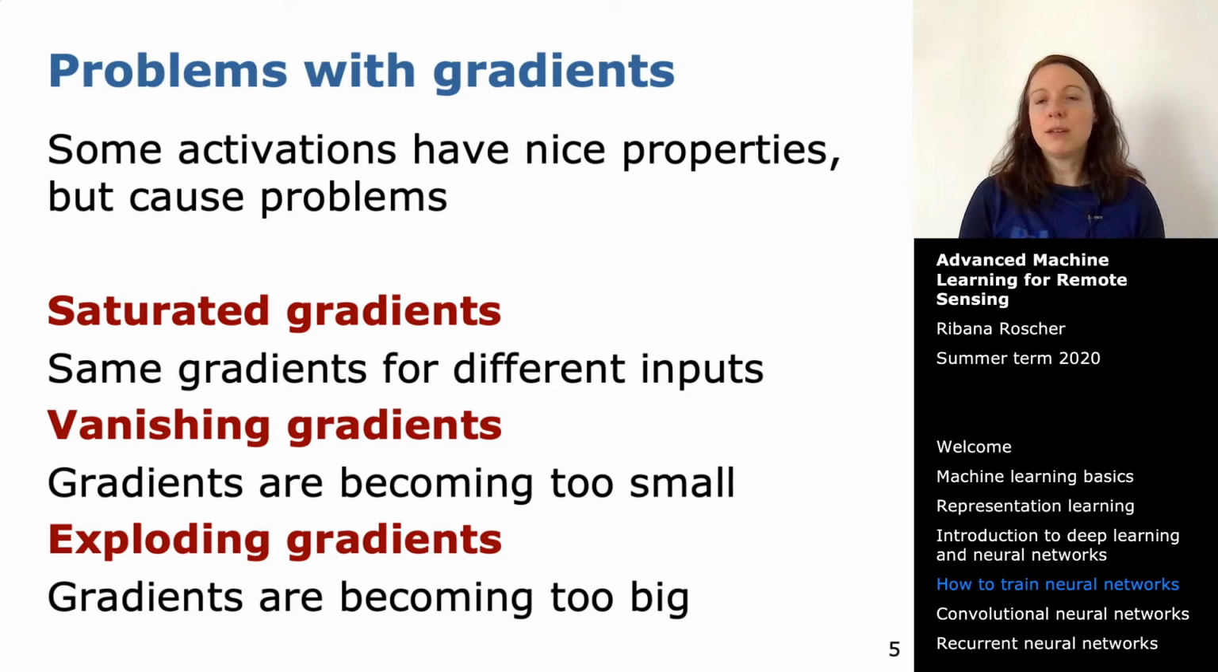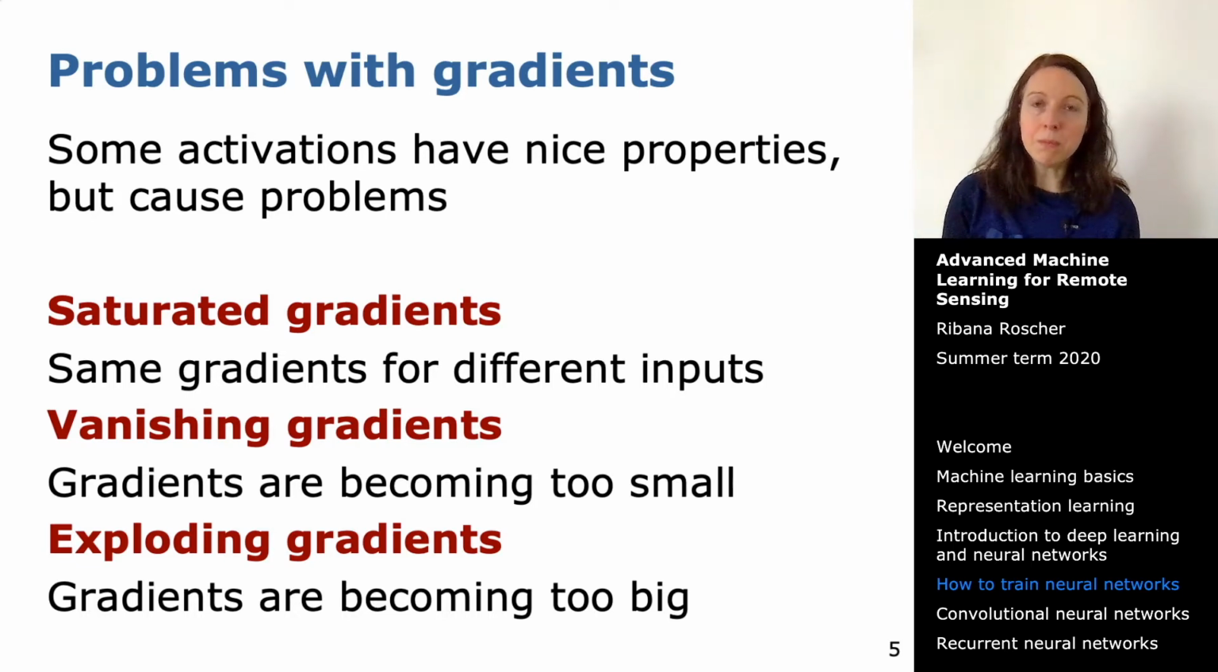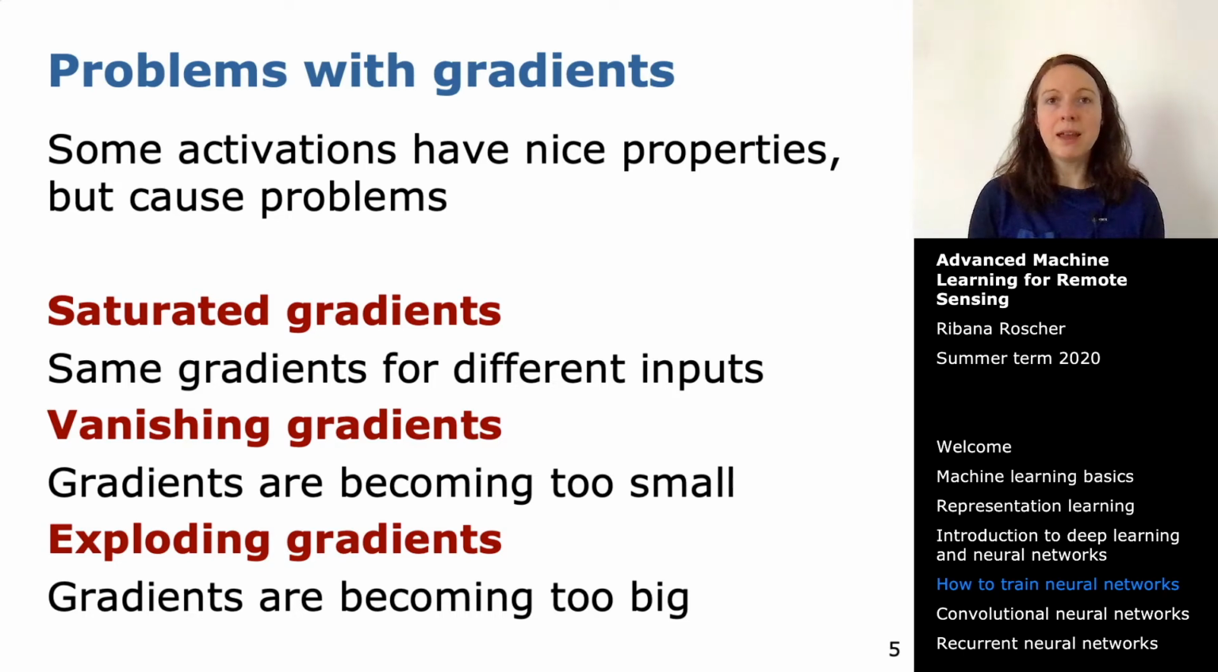When we talk about saturated gradients, it means that you have the same gradients, although you have a different input. That means at some point it doesn't matter which input you're feeding to your network, the gradients are just saturated to a specific value. Vanishing gradients happen especially when you have deep networks. It happens when you multiply small gradients. At some point they're close to 0 and nothing will happen anymore. You get some updates, but not for the weights in the deeper part of the network.